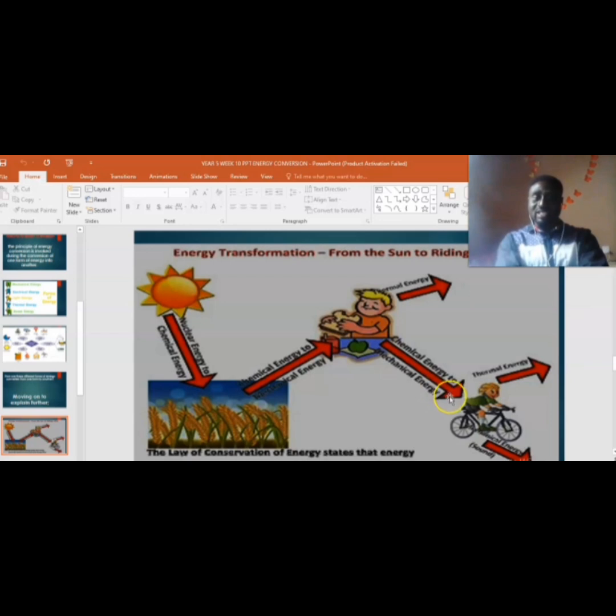So kinetic energy here is the movement of this bicycle, and when he eventually applies the brake, it goes back to potential energy. But meanwhile, while the bicycle was riding, he produces some sound and also some thermal energy, because he will sweat or perspire due to the generation of heat in his body. So energy conversion takes place in different phases from one form to another. So here, the law of conservation of energy states that energy cannot be created nor destroyed, only change form, like I said in the introduction of this lesson.